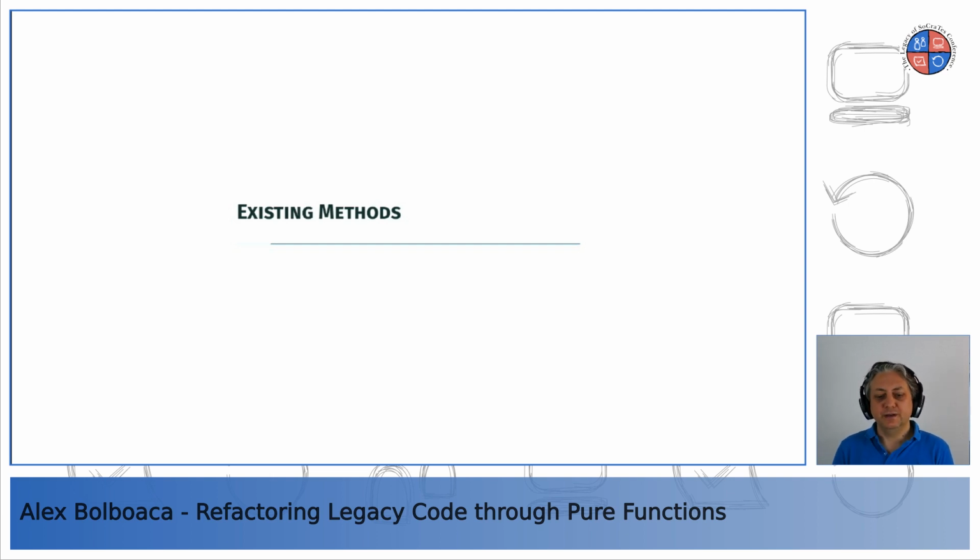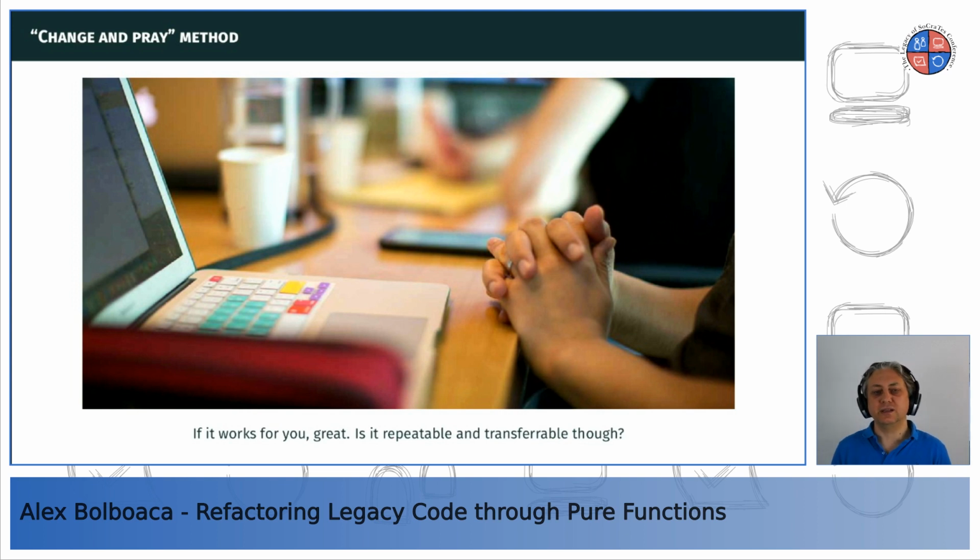And so we have a few existing methods, and the first one that I see very, very often is the change and pray method, which is basically, I'm going to make this change and then pray it works. And this is great if it works for you. I have no idea how you're doing this. And the problem with this is it's not repeatable, it's not transferable. I don't think you can teach other people how to do this and do this effectively and repeatedly so that it works.